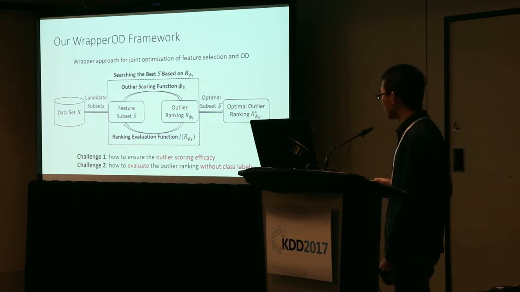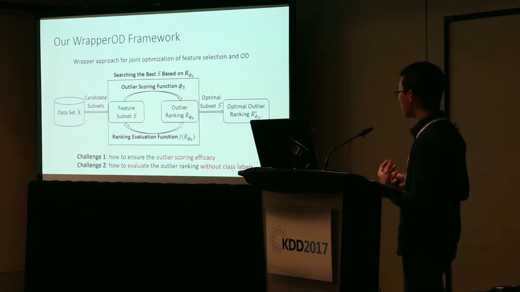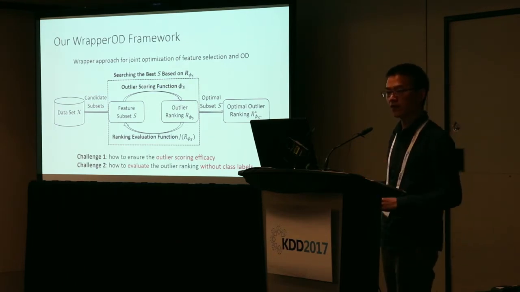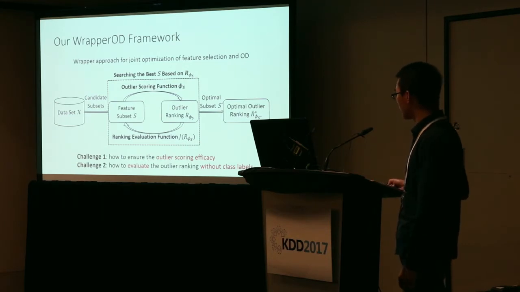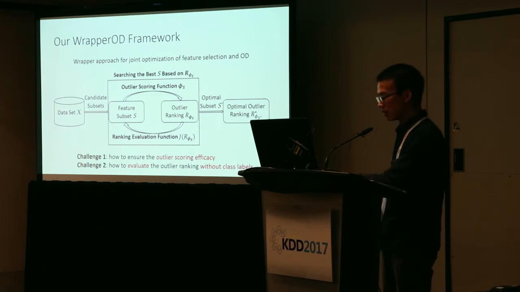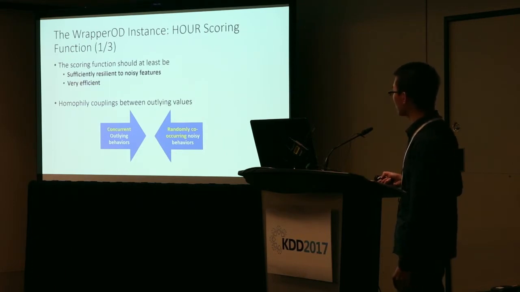The challenge here is how we can ensure the outlier scoring efficiency. You can see from this iteration that we need to go through the outlier scoring function many times. If the scoring function efficiency is poor, it will be very costly. Another challenge is how we can evaluate the ranking quality without class labels, so we are always working on the unsupervised case here.